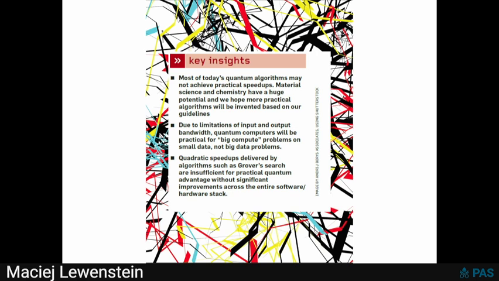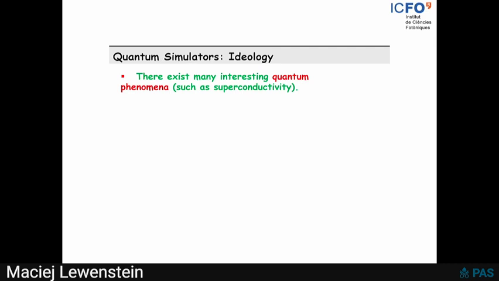So we have to work a lot. This is the moral. But one thing that we can do now are these quantum simulators that was mentioned in the talk of Emmanuel. So what are they? I will again be very general.